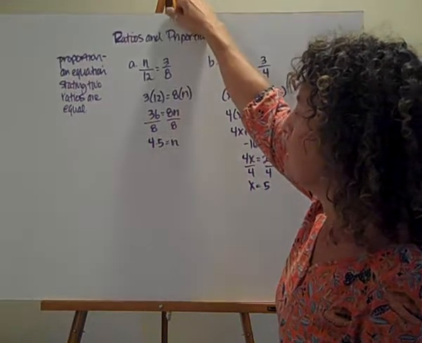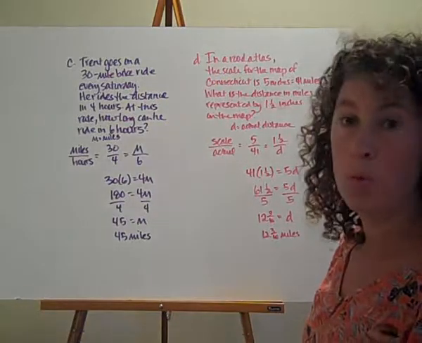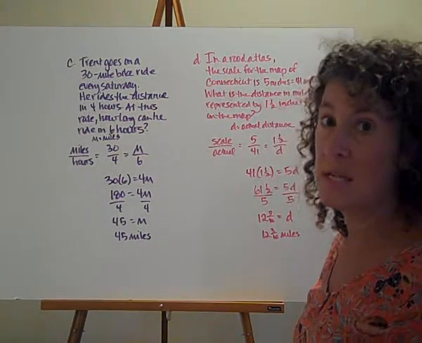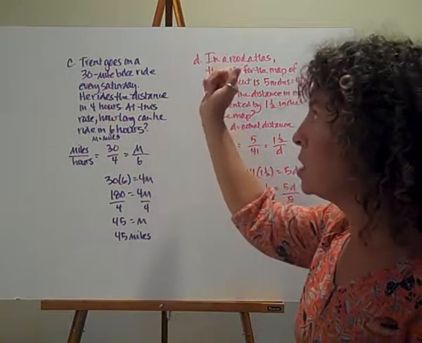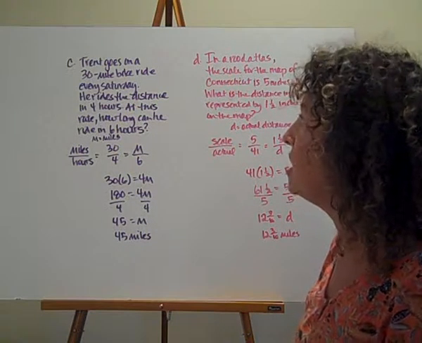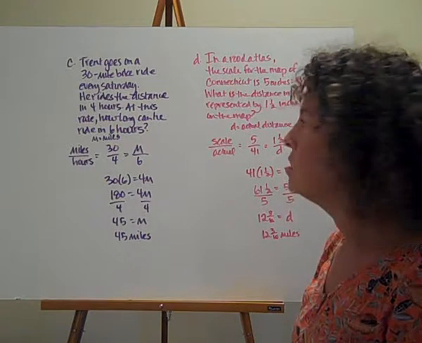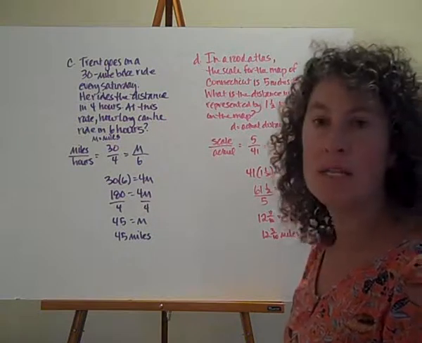We can use proportions to help us solve some real world problems where a ratio makes sense to use. So let's take a look at two word problems that we might see. Trent goes on a 30-mile bike ride every Saturday. He rides the distance in 4 hours. At this rate, how far can he ride in 6 hours?